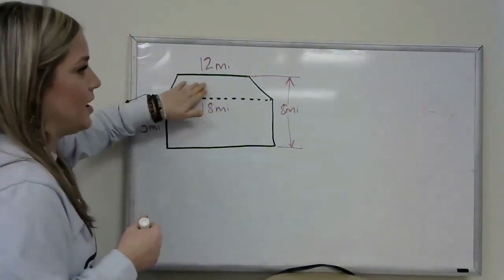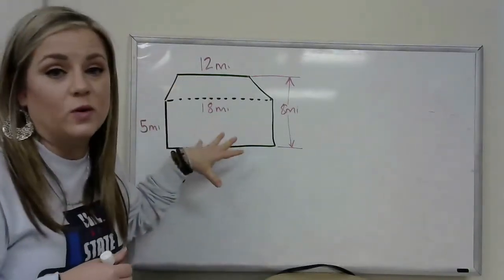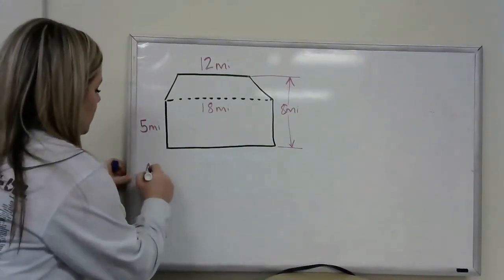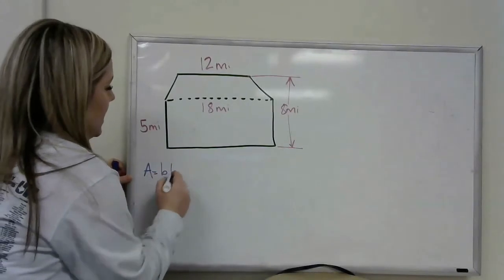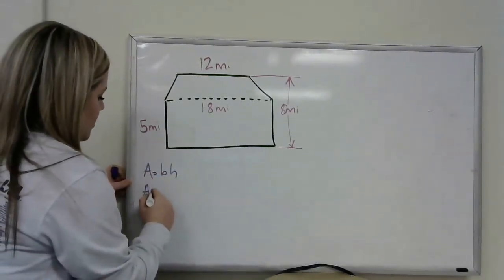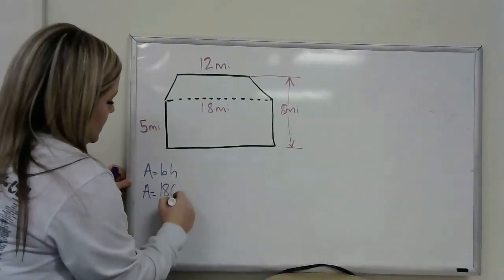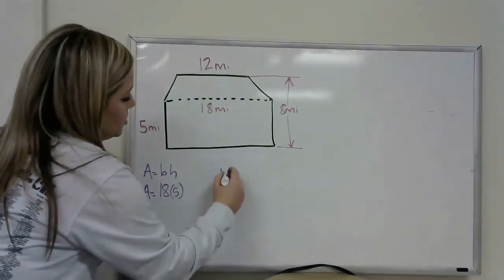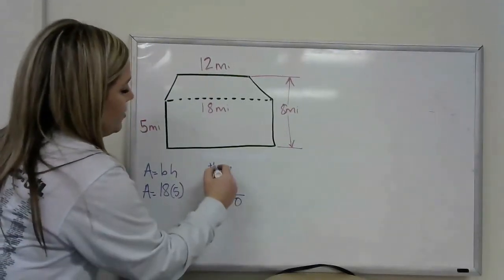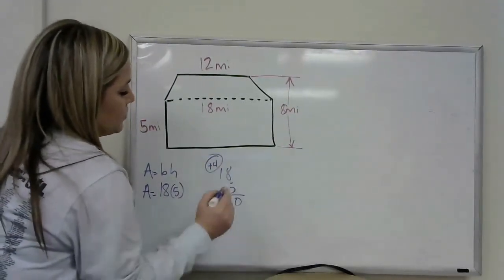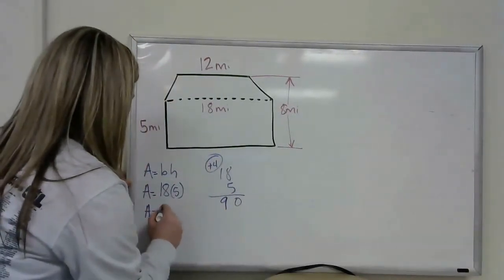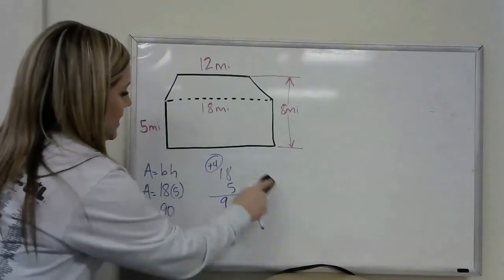So first we could do the easy one first. We could do the rectangle. The area of this rectangle is base times height. Well, the base is 18 and the height is 5. So the 18 times 5, okay? So I'm just going to do this over here. 8 times 5 is 40. The 0 can stay. The 4 got to go. 1 times 5 is 5, and 5 plus 4 is 9. So the area of the rectangle is 90.